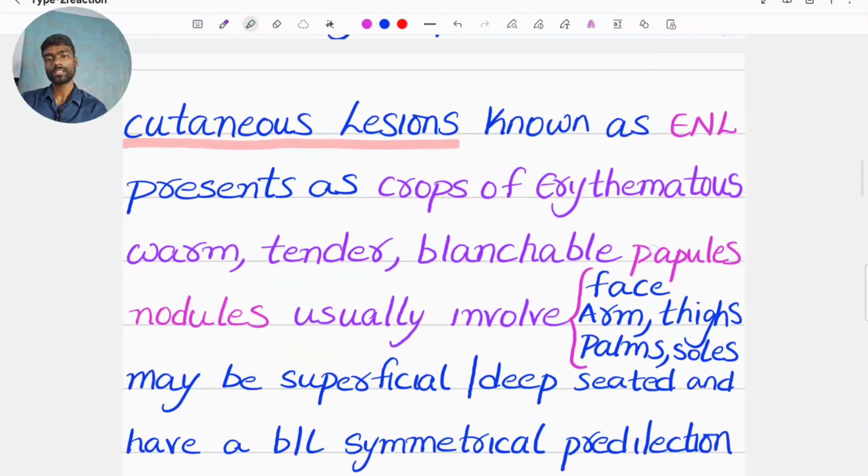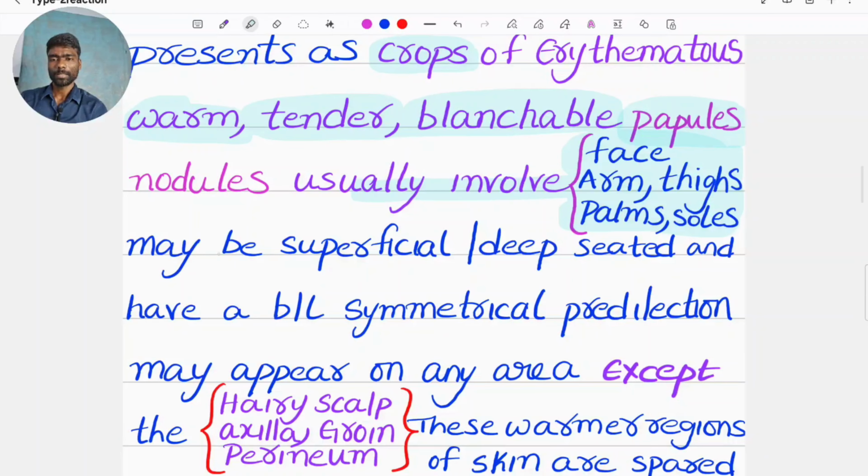Cutaneous lesions known as Erythema Nodosum Leprosum present as crops of erythematous papules and nodules. Crops means multiple lesions occurring at a time, which are warm, tender, meaning painful, and blanchable, usually involving the face, arms, thighs, palms, soles, and can occur anywhere in the body. They may be superficial or deep. In severe reactions, they will be deep, with a bilaterally symmetrical predilection.